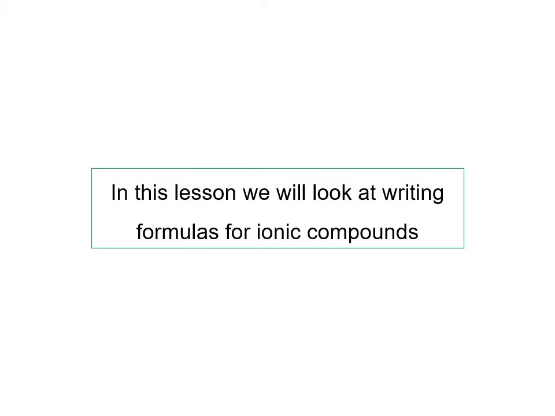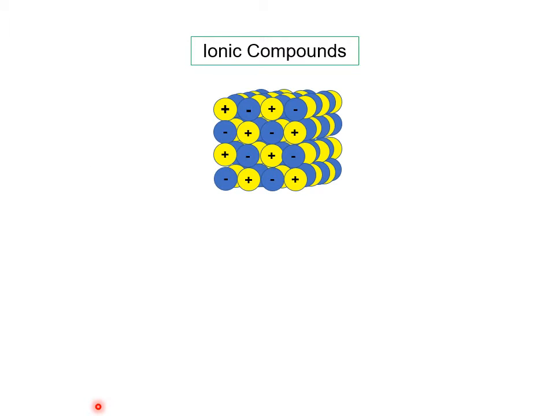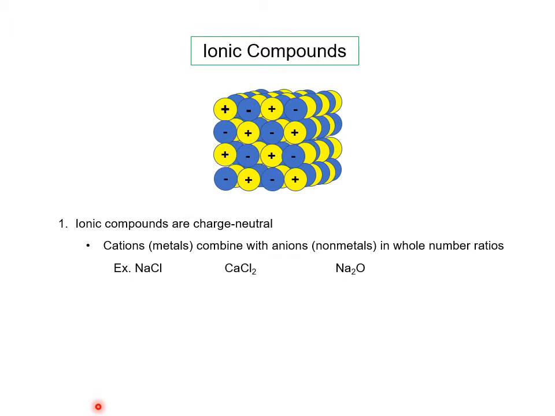In this lesson, we're going to be looking at writing formulas for ionic compounds. We're not going to be looking at molecular compounds as they're not as predictable and much more difficult to write formulas for. So we talked about this before, that ionic compounds are formed from positive and negative repeating units, and they form this lattice structure. So they're charge neutral, meaning the number of positive charges balances the number of negative charges.